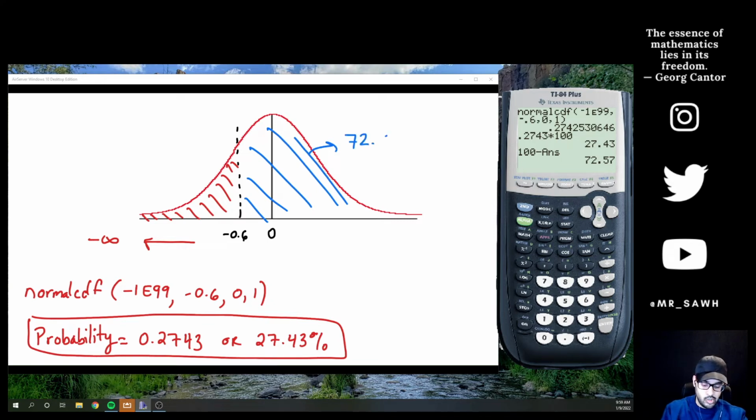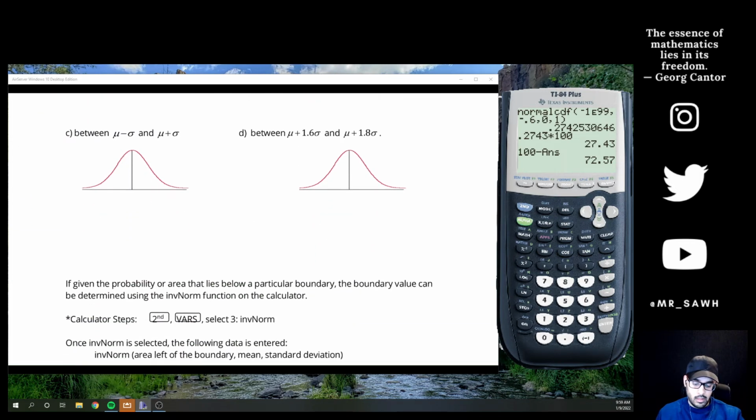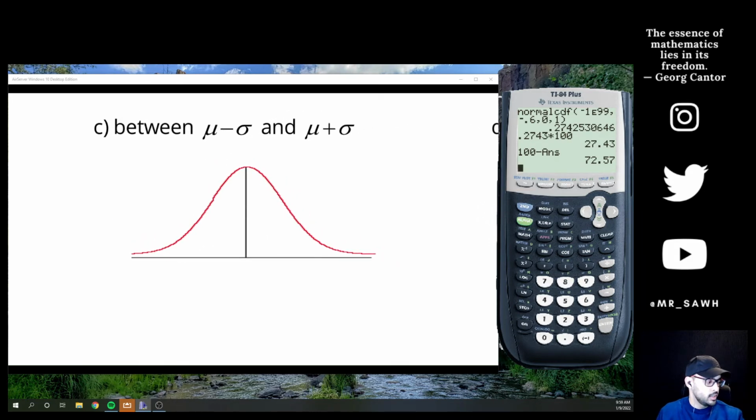So that's 72.57%, and the part we just calculated, 27.43%. Right? In total, that should make up my 100. Okay, so really we're just looking for the probability that a certain event will land within that range. Okay, sometimes you're not given specific values, however. So for C, we got to do a little bit of decoding here to figure out what we're asked for.